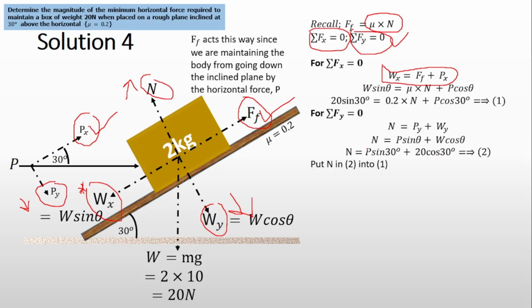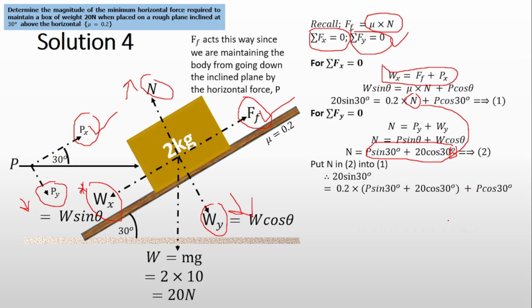So we are going to replace this N here with the value that we have for N here. These two values, we're going to replace it. So what does that mean? Let's see what we have. That means 20 sin 30 degrees will now be equal to 0.2 times the value that we have for N, P sin 30 degrees plus 20 cos 30 degrees, plus P cos 30.